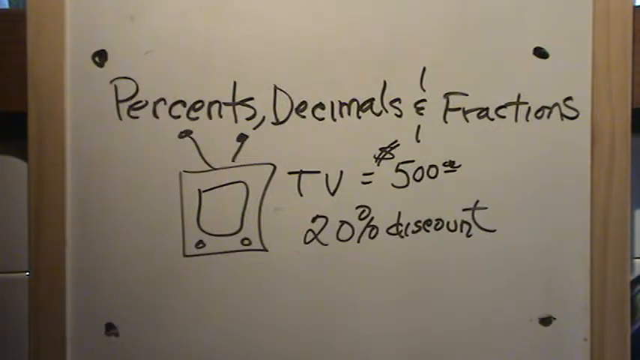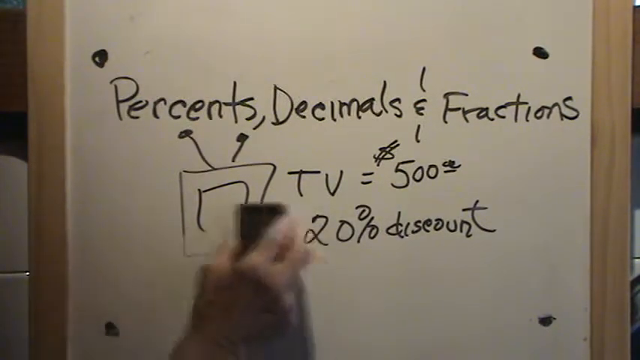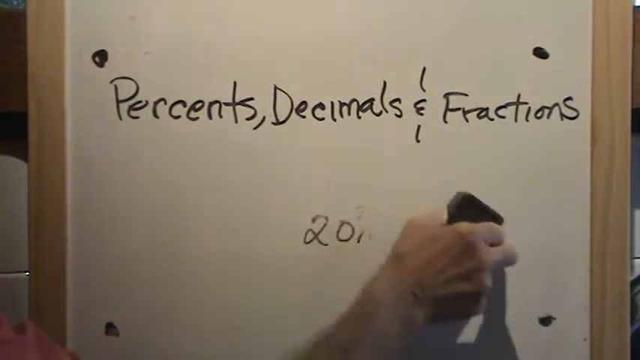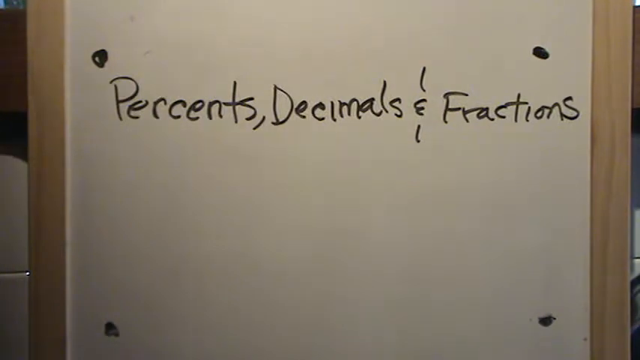Percents are used in everyday business situations. Interest rates are in percent, sales tax, all kinds of discounts are measured in percent. So it becomes important for us to have a good concept of what a percent is. Here we have a television for $500, but with a 20% discount. So it would be important for us to know what the discount is. Well, let's just take a look at percents first, what they are.